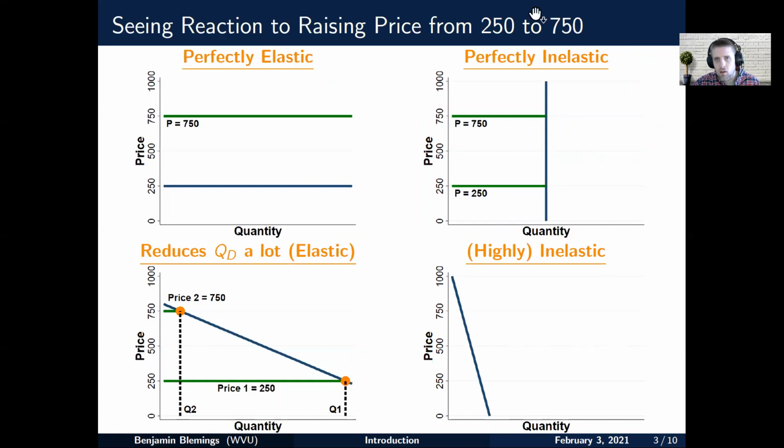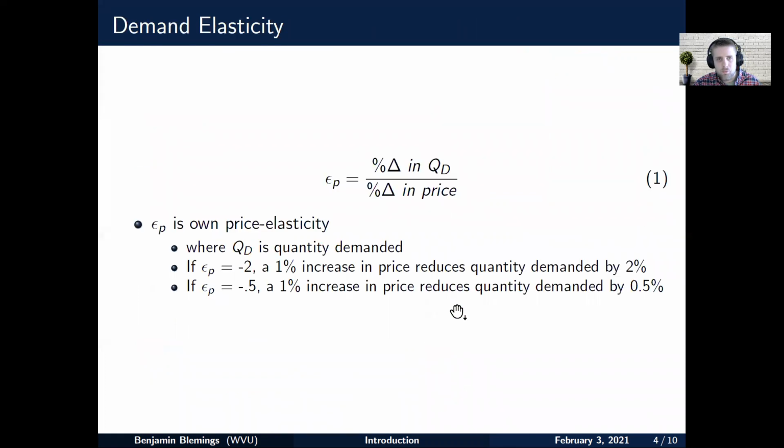Whereas for somebody who is highly inelastic, if the price goes from 250 to 750, the quantity demanded does not change that much, although it does change some because it's not perfectly inelastic like this curve in the top right. Okay, so now that we have the intuition of what elasticity looks like on a demand curve, we need to define exactly what elasticity is.